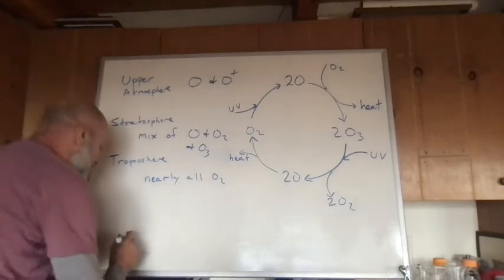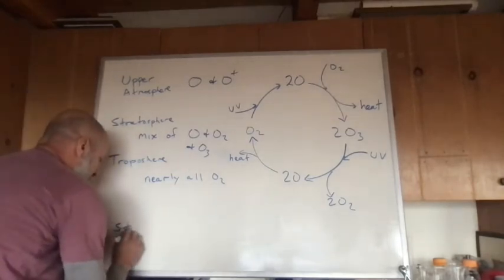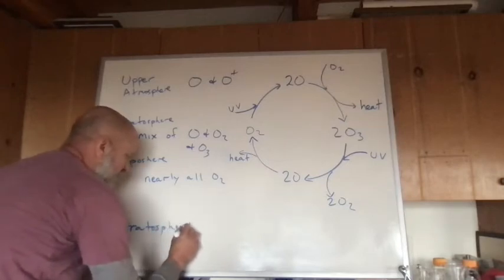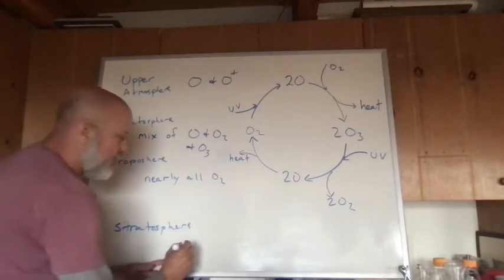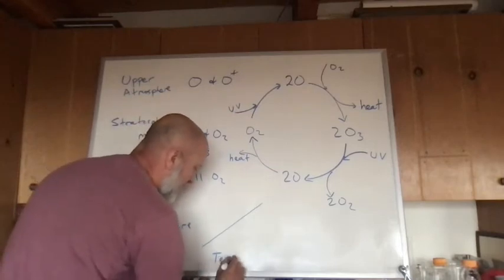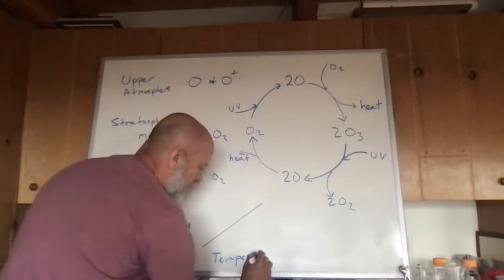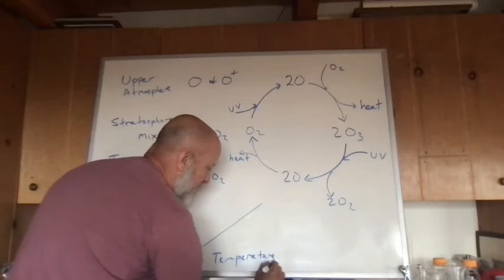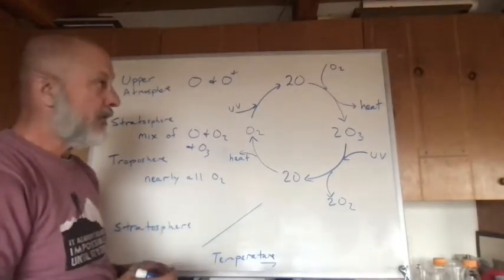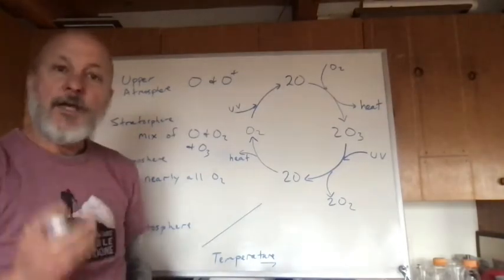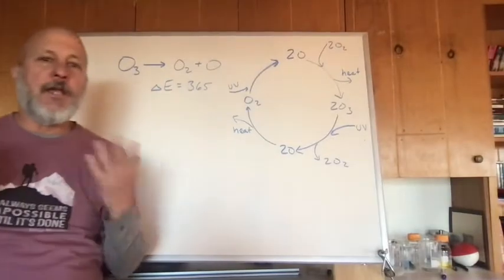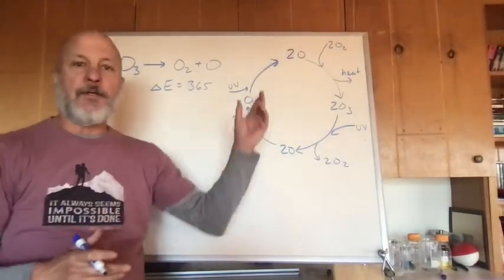So we see in the stratosphere, what we actually see is that as we go up in the atmosphere, temperature is actually increasing with altitude during the stratosphere. Why? Because we've got some exothermic reactions that are occurring. Okay, so let's look at the reactions of ozone and this ozone cycle.